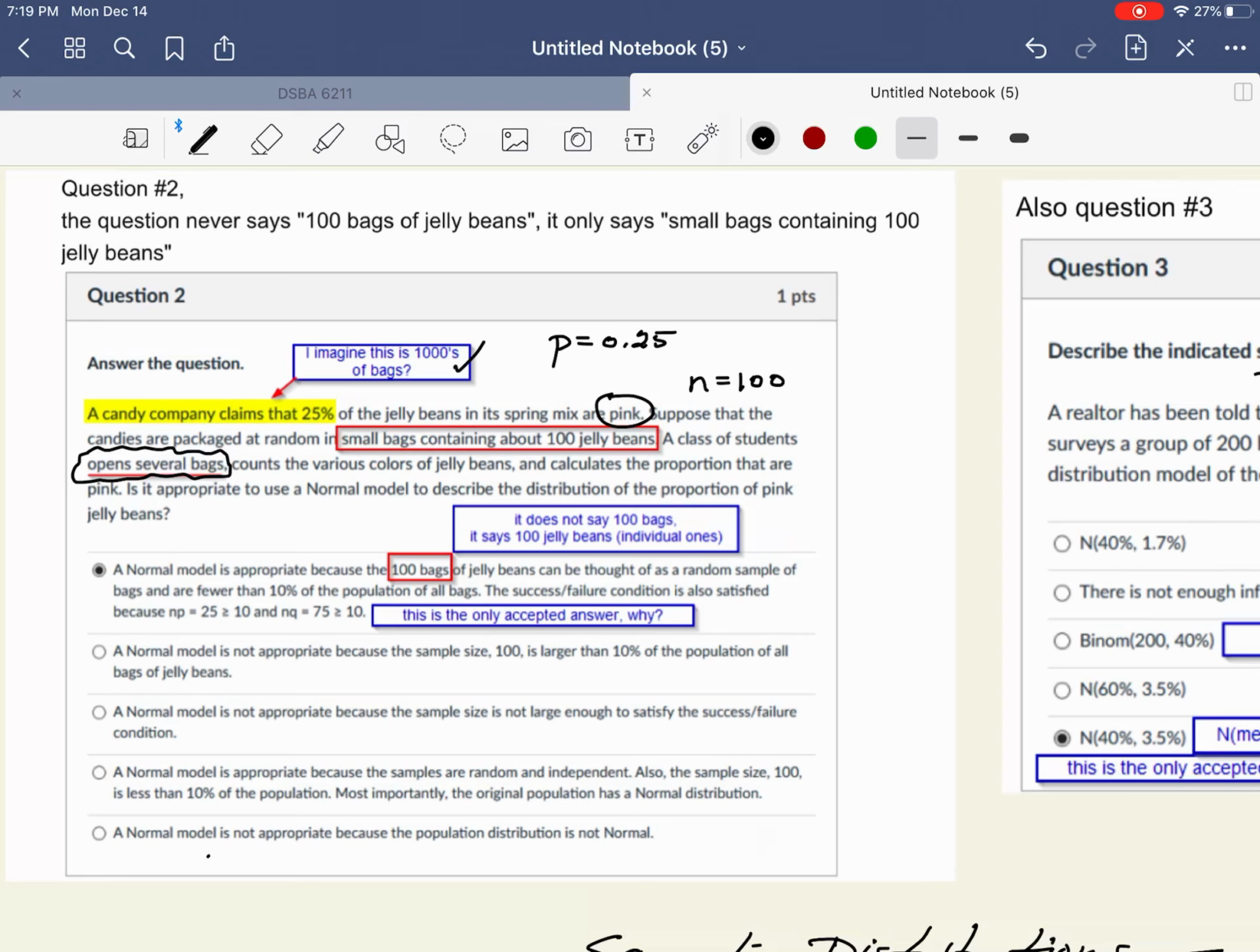That's beautiful. But then it tells us several bags. It does not tell us anything about the number of bags they're opening. Again, this is very common. Usually the problems are not going to try to compete with you and say how many bags exactly. So they're being sloppy with the numbers, and that sloppiness is also common.